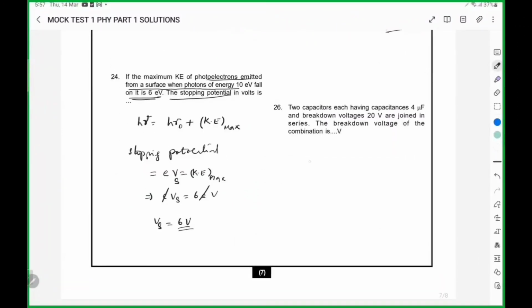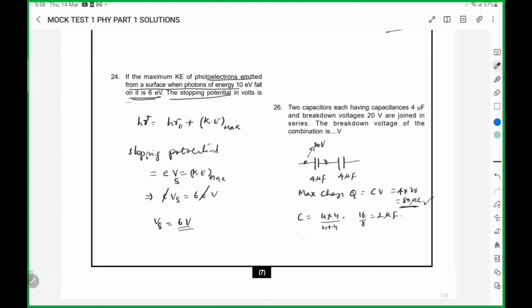Two capacitors, each having capacitance 4 microfarad. Breakdown voltage for this capacitor is 20. That means the maximum charge that can be accommodated is 4 into 20, 80 microcoulombs. So when they are connected in series, the effective capacitance will be 16 by 8, 2 microfarad. Since they are connected in series, the same charge flows through them. So here the breakdown voltage is Q by C, 80 microcoulombs by 2 microfarad, that is 40 volts.